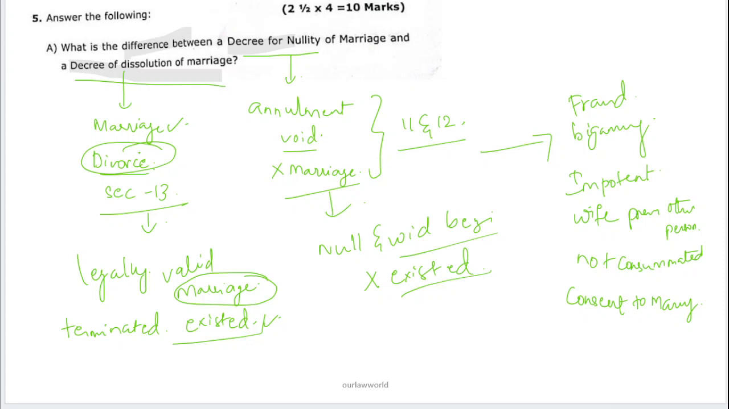On the other side, what are the conditions when a decree of dissolution of marriage can be passed? These conditions are adultery, cruelty, desertion, conversion of religion, and renouncing the world. These are some of the conditions for passing a decree of dissolution of marriage. So this is the exact difference between a decree of nullity and a decree of dissolution of marriage. Now we'll go to the next question.